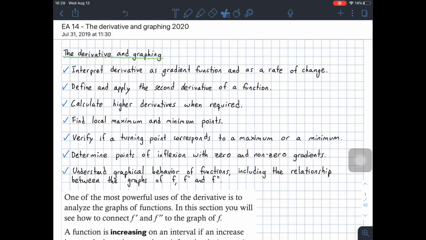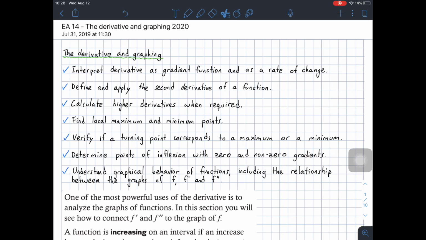Hello seniors, today we're going to see electronic assignment 14, which is about the derivative and graphing. As we have seen in previous classes, we started analyzing the applications that the whole concept of derivatives has on real life applications, right? So now we're gonna get more into the graphical interpretation of derivatives, and we're going to be analyzing how to interpret the first derivative, the second derivative, and how they are useful in order to find important pieces of information of specific graphs.